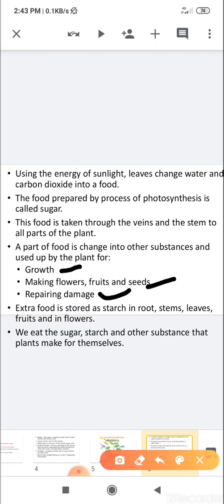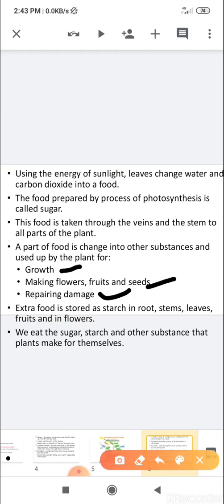So plants also perform various activities, like they grow, they make flowers, fruits, seeds. So they also need energy and they also get the energy from the food. So they make their own food. And the process by which they make their own food is known as, very good, photosynthesis.